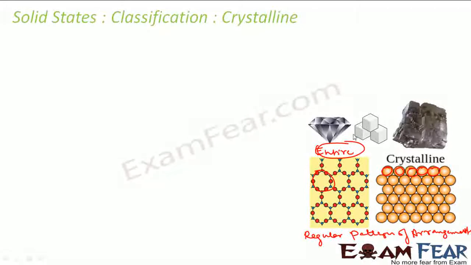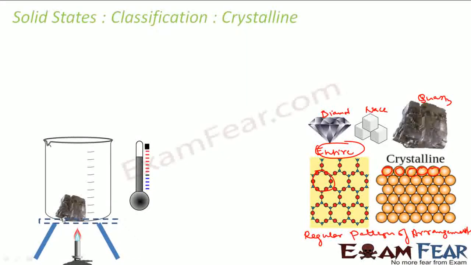Examples can be diamond, or we can get NaCl, quartz, graphite. There are so many examples actually, correct? So these are my crystalline things, and they have sharp melting points. If you take a particular crystalline substance, this is a very key difference to find whether the substance is crystalline or amorphous.